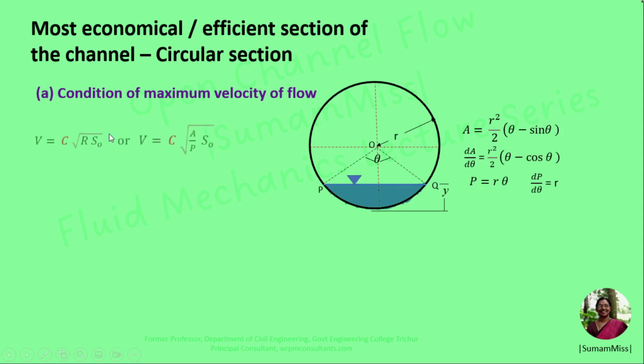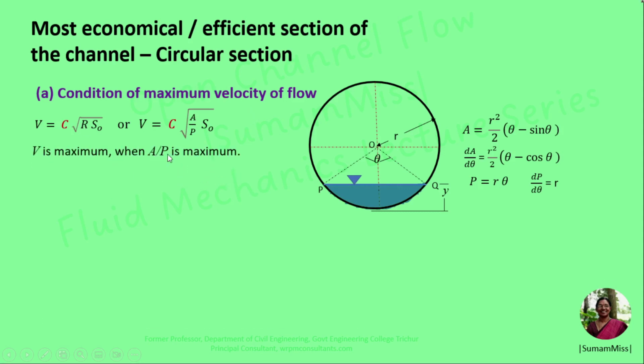The equation for the velocity is v equal to c into root of r into s naught, or v equal to c into root of a by p into s naught, where a by p is r. So velocity is maximum when a by p is maximum, or the differential of a by p with respect to theta equal to 0. Differentiating this term with respect to theta, it is p into dA by d theta minus a into dp by d theta by p square equal to 0.